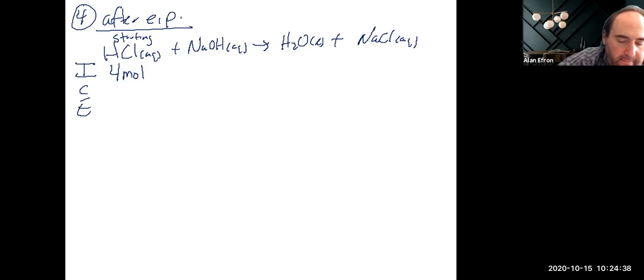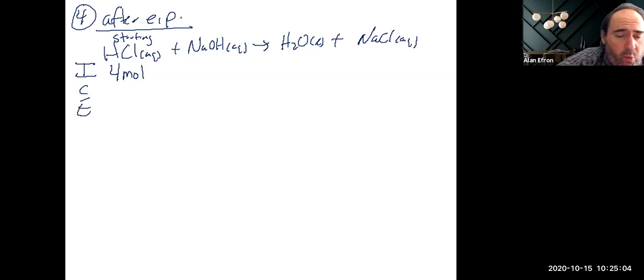So what we want to think about here is, what does it mean when we go past the equivalence point? Well, we know that once we hit the equivalence point, that is the point where exactly the moles of acid will equal the moles of the base. So essentially, in this case, we've added enough moles of base to use up all of our acid.